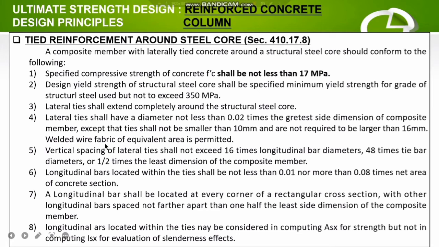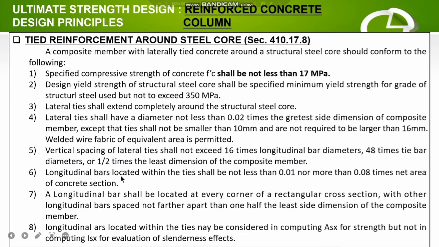Welded wire fabric of equivalent area is permitted. Vertical spacing of lateral ties shall not exceed 16 times the longitudinal bar diameters, 48 times the tie bar diameters, or 1/2 times the least dimension of the composite member.